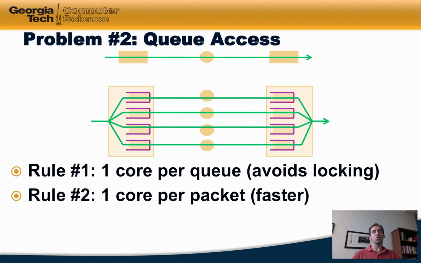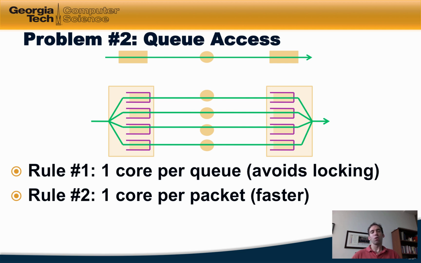It turns out that there are two design rules that tend to work well. One is to assign a single core per queue. This avoids locking. By contrast, imagine if we had multiple cores accessing the same queue. This would require each core to lock memory to prevent other cores from accessing that same memory at the same time. Therefore, it's much faster to simply assign one core for each queue.